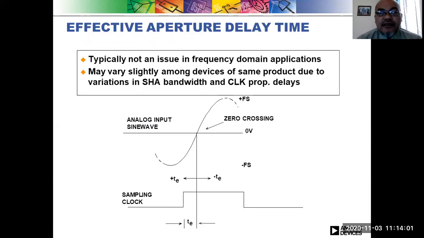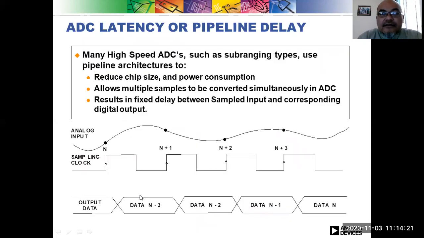Then there is another variable called the effective aperture delay time. This is not an issue in frequency domain applications, but may vary slightly among devices of the same product due to variation in the sample and hold bandwidth and clock propagation delays. Then there is ADC latency, which is especially a problem for high frequency input, when the analog input signal has high bandwidth with very high frequency.